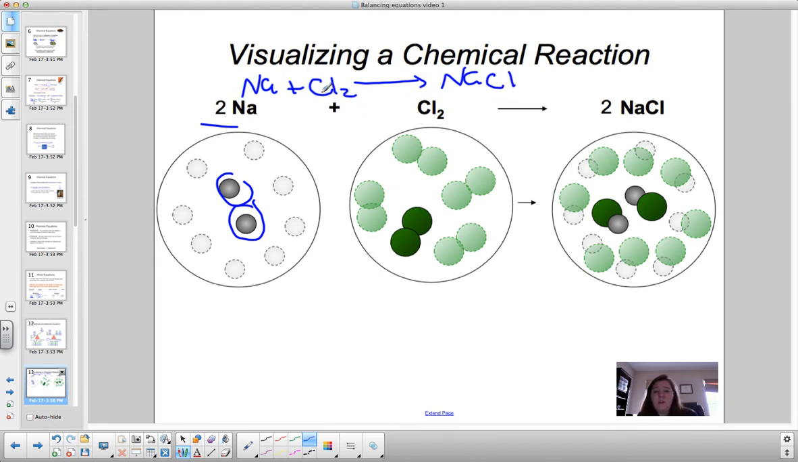If we have 2 chlorines, I can automatically come over here and put a 2 here. I know I need 2 here, so now I have 2 chlorines. But what did it do? It also gave us 2 sodiums. No problem. I'm going to come over here and put 2 sodiums.